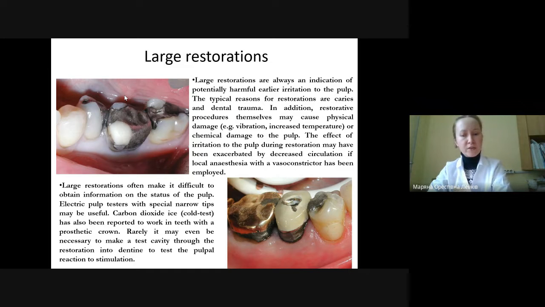Large restorations often make it difficult to obtain information on the status of the pulp. Electric pulp testers with special narrow tips may be useful. The carbon dioxide ice-cold test has also been reported to work in teeth with a prosthetic crown. Rarely, it may even be necessary to make a test cavity through the restoration into dentine to test the pulpal reaction to stimulation.